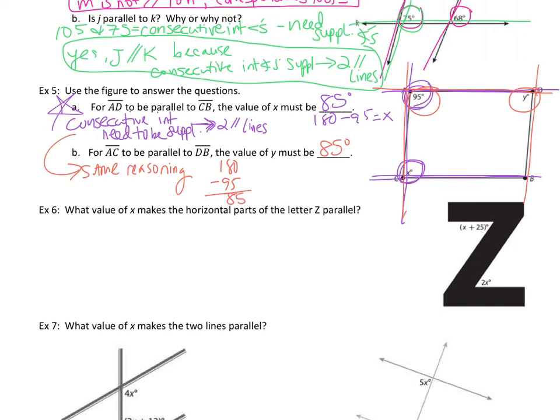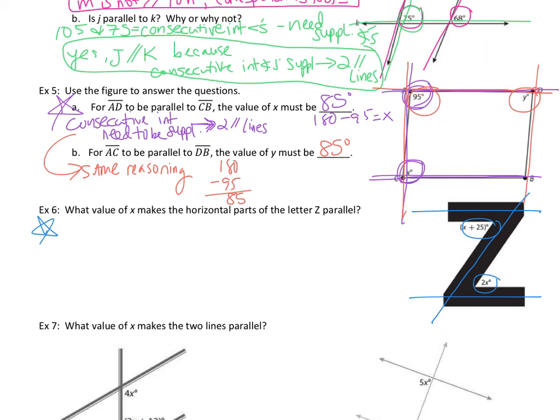Now for example 6, I want you to set this one up as well and then solve for the X. So you need to figure out what the value of X needs to be so that the horizontal part, right here, would be parallel, and here's your transversal. So you want to look at what type of angles those are, and how you set them up so that we make sure that our lines are going to be parallel to each other.